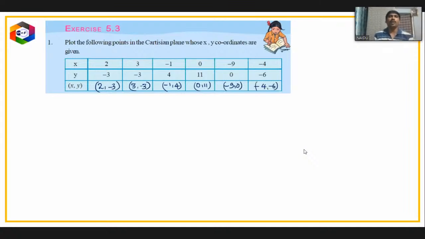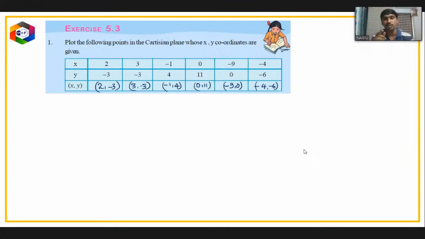Now what you have to do is plot all these points in the graph sheet on the coordinate plane. As we discussed so many problems and how to plot each and every point, this is an exercise I am giving you. After completion of the class, children, please take a graph sheet and draw the Cartesian plane, that means the x-axis and y-axis, and then select these points and plot them in your graph books.